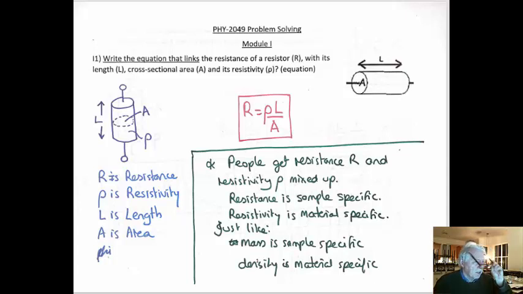Welcome. So today we're going to look at the problem solving session for section I, and it's mainly about resistance and there's a bit on power. So let's have a look at it. It says, first question, write the equation that links the resistance of the resistor R with its length L, cross-sectional area A, and resistivity ρ. Now, you don't need to give those letters, you can just use the words.